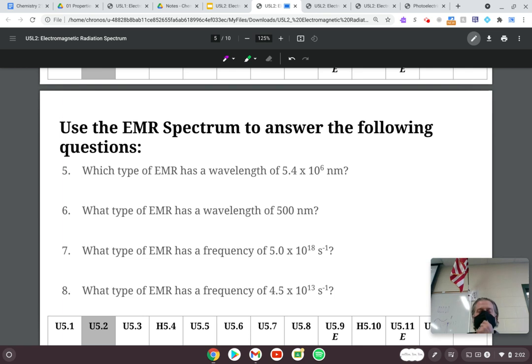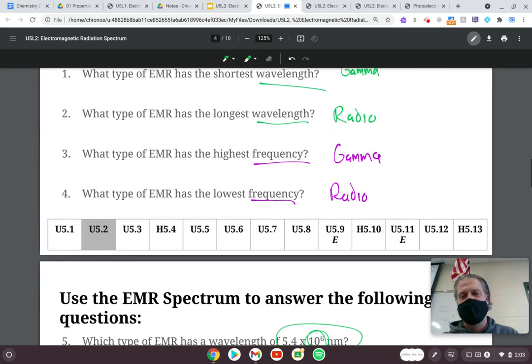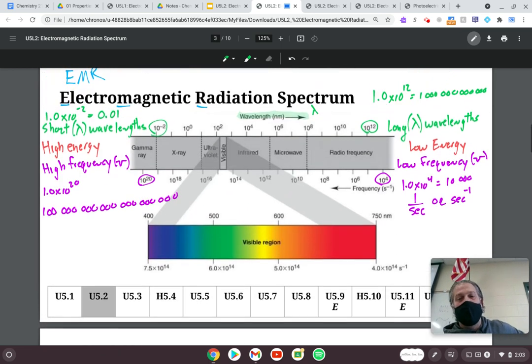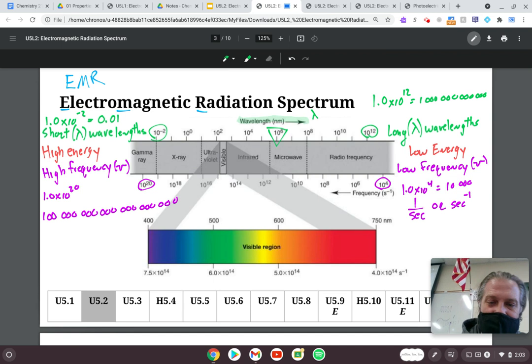Now, the next type of questions you're going to be answering or addressing are questions like this: what type of electromagnetic radiation has a wavelength of 5.4 times 10 to the 6 nanometers? Okay. Now, what's critical here is that the 5.4 actually doesn't matter. What really matters is the times 10 to the something, whatever that exponent is. So if I go back up here and I look for wavelength and I look for something that is times 10 to the 6, I see times 10 to the 6 is right here.